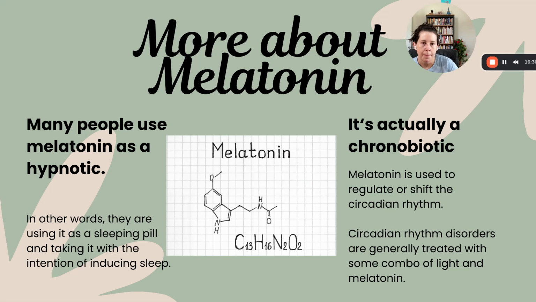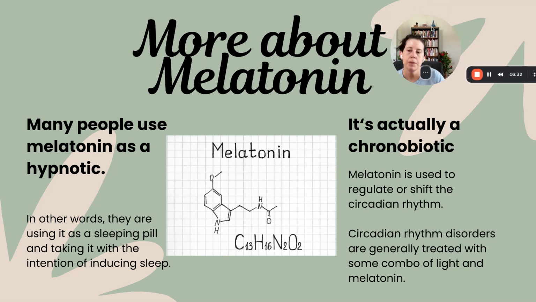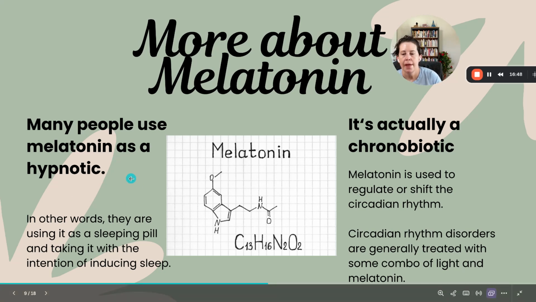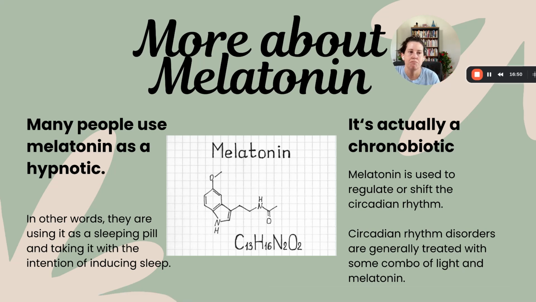Just a little bit more about melatonin. A lot of people use melatonin as a hypnotic. A hypnotic is a class of medications that helps you fall asleep. Ambien's a hypnotic, Lunesta is a hypnotic, and there are a few other drugs that fall into that classification. A lot of people use it as a sleeping pill, and they take it with the intention of knocking themselves out. And that's not what melatonin is. It's technically a chronobiotic, if we want to get real technical with the name.